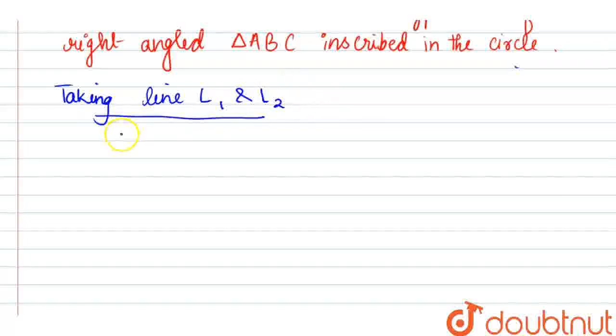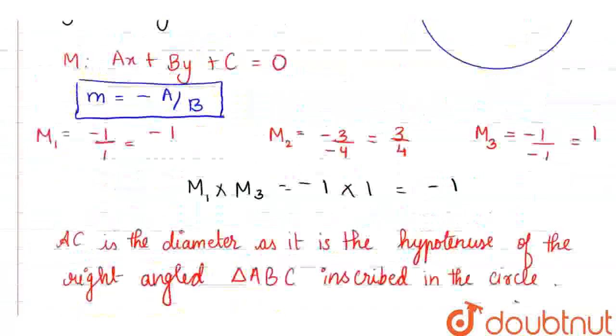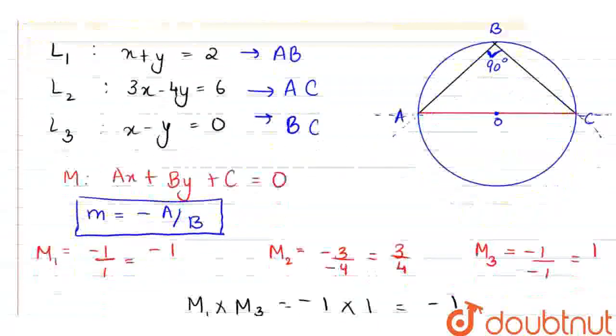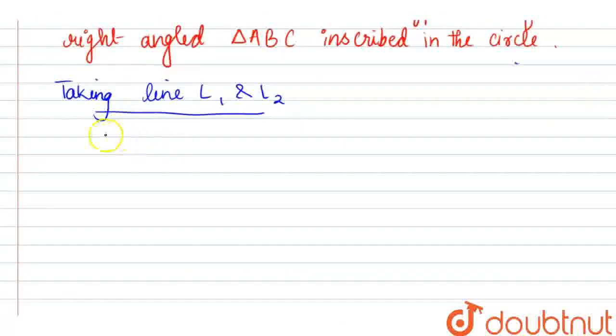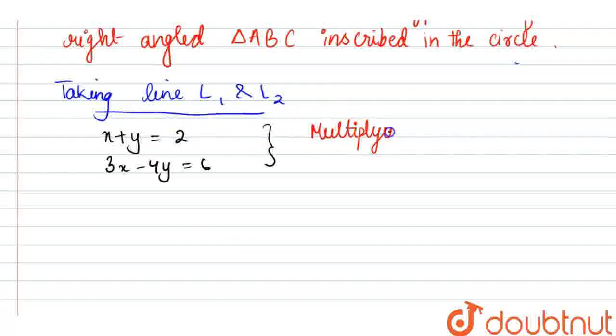Taking lines L1 and L2, how do we find it? We take the equations x plus y is equal to 2 and 3x minus 4y is equal to 6. So for taking out the coordinates of A, we will use x plus y is equal to 2. Multiplying L1 by 3, we get 3x plus 3y is equal to 6.